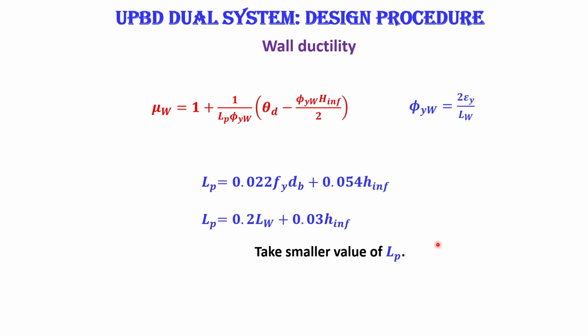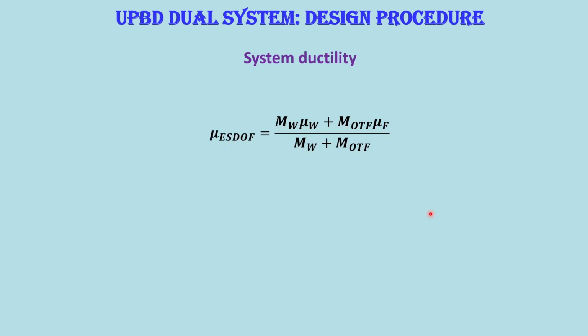What is LP? It is the height of plasticity, as in distributed plasticity. Plasticity can be considered as lumped in a single point, or actually it is distributed over a particular physical length. That length is available in the literature, given by this. So substituting this, you can get the value of mu w.